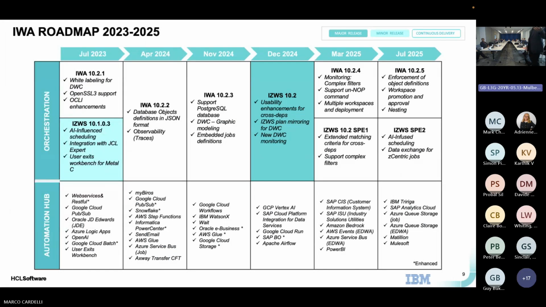So in November, this month, we are delivering 10.2.3, and 10.2 on Z is coming in December. Then we plan to deliver new releases. Here I put some items for March and July, modification levels, sorry, and SPs at the same time for the Z side. And then we will have probably the last delivery at the end of 2025.